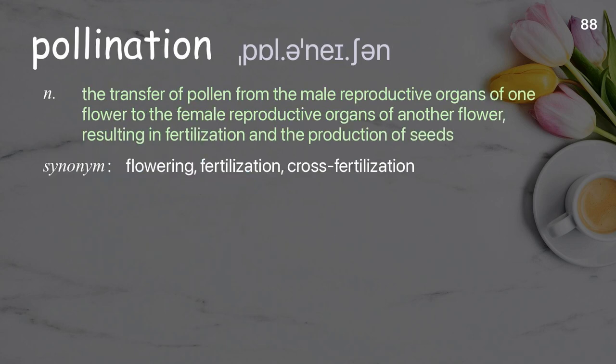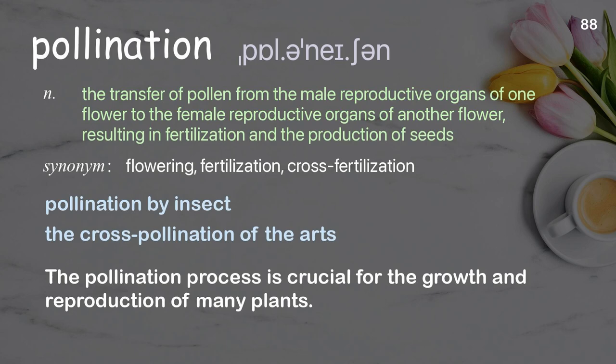Pollination: the transfer of pollen from the male reproductive organs of one flower to the female reproductive organs of another flower, resulting in fertilization and the production of seeds. Examples: pollination by insect, the cross-pollination of the arts. The pollination process is crucial for the growth and reproduction of many plants.